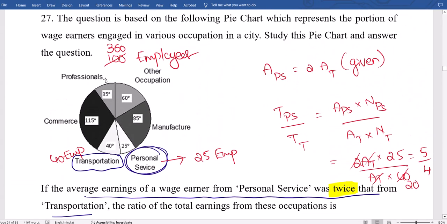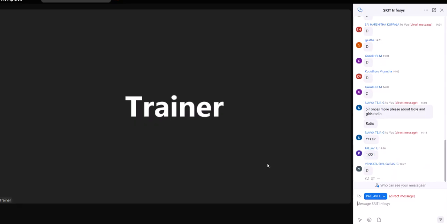Total earnings. This diagram is related to number of people. The portion of wage earners engaged in various occupations. If I assume 360 employees are there, then 25 degrees means 25 employees in personal service, 40 employees in transportation. Now we want total. Total is average into number of people. Average relationship we know. Number of people we know from the pie chart. Doing this, we got 5:4. 5 and 4 is the answer.